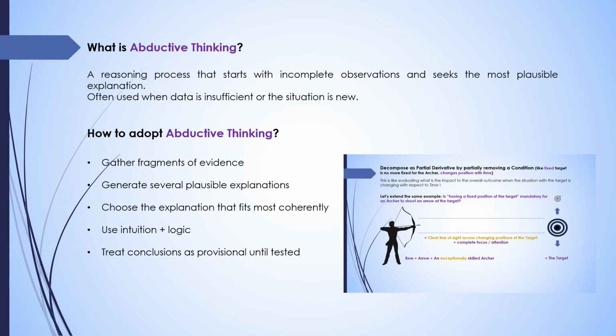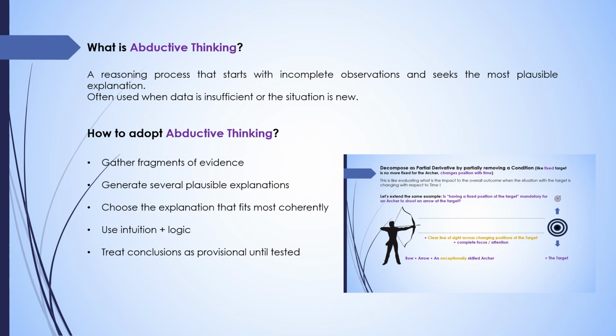When the target starts moving, or when a key condition, like clear visibility, is partially removed, the archer no longer has a complete set of inputs. He can't calculate with certainty. Instead, he listens, observes fragments, and infers. A faint sound, a shift in timing, a change in direction. From these fragments, the archer generates multiple possible explanations. Is the target closer or farther? Is it moving left or right?